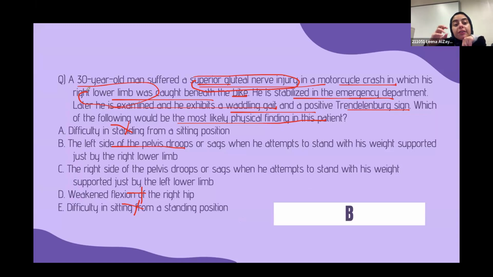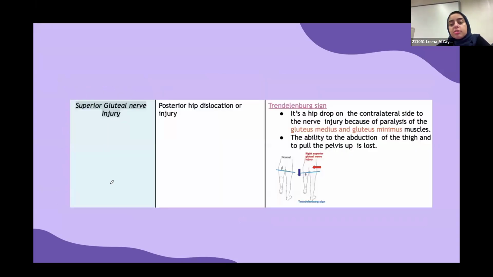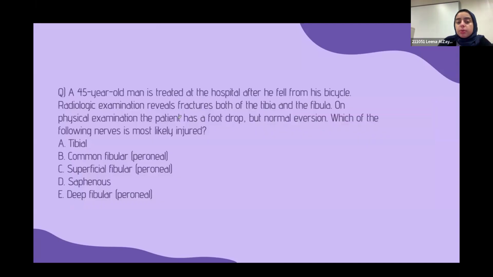So the left side of the pelvis falls down when you attempt to stand on your right, because your right side doesn't work. If you put weight on it, it can't support you, so the left would drop. This is the Trendelenburg sign, which is caused by paralysis of the gluteus medius and the gluteus minimus. You won't be able to abduct the thigh and pull the pelvis up. This usually happens due to posterior hip dislocation and injury.